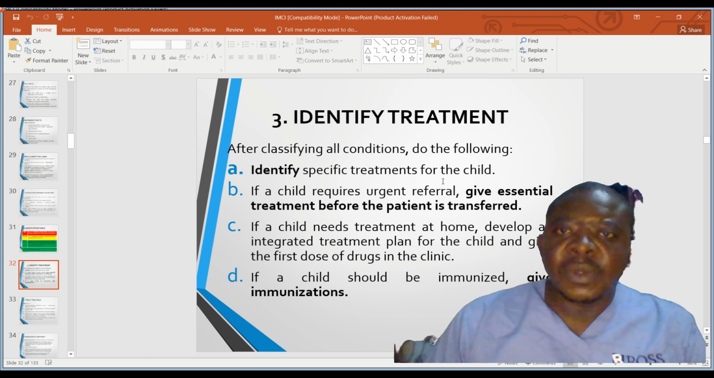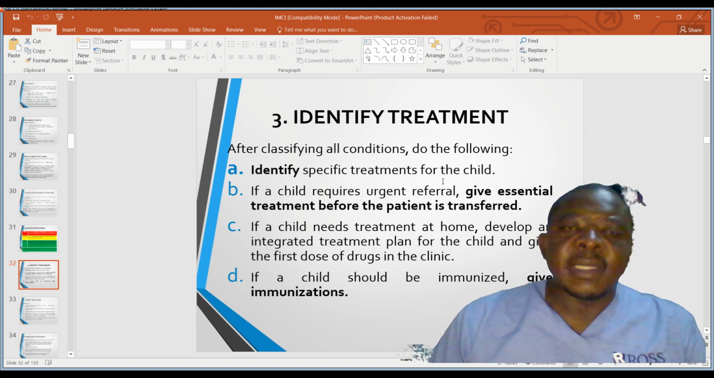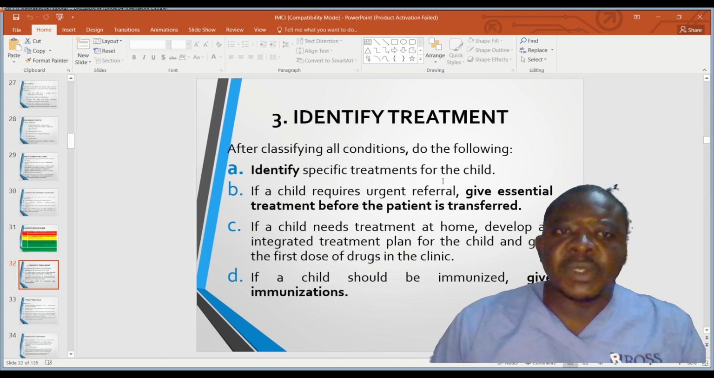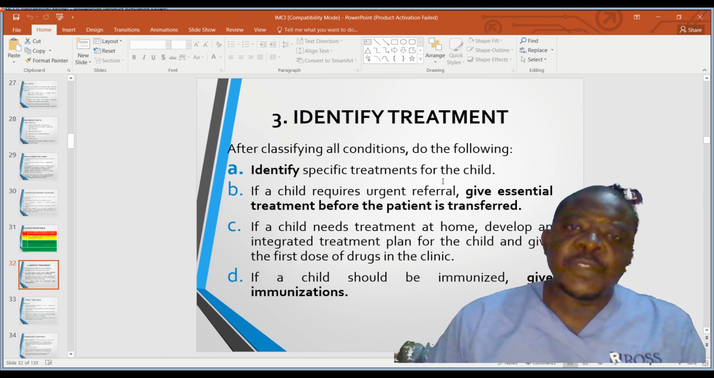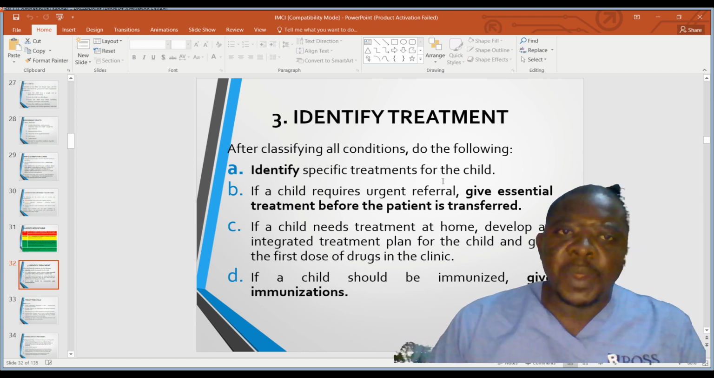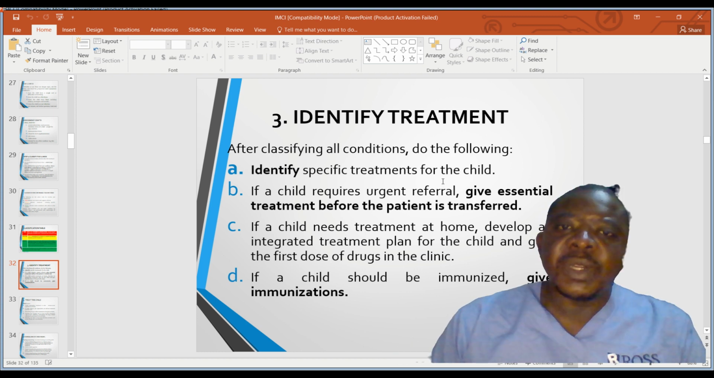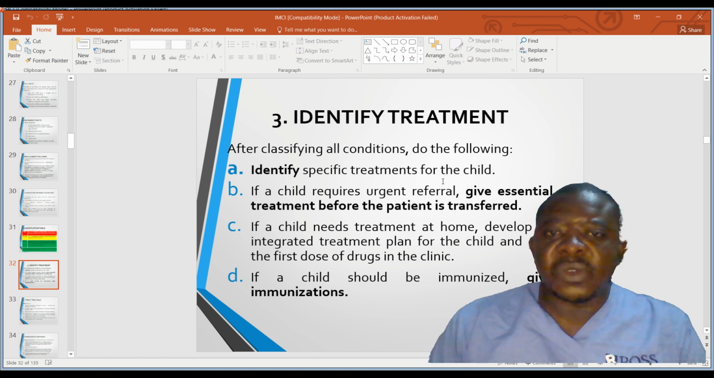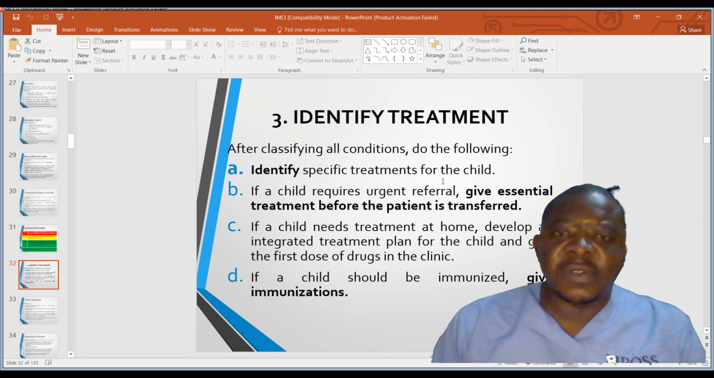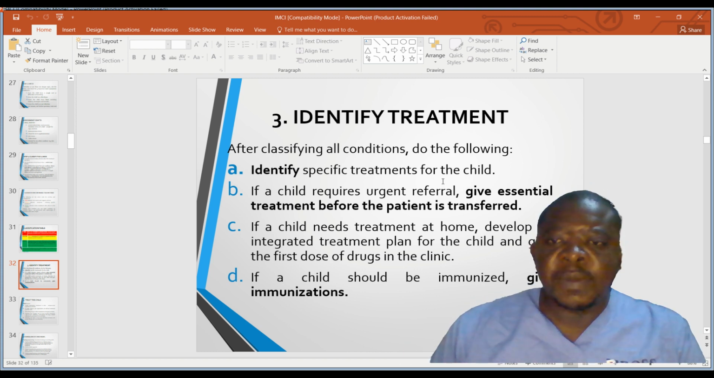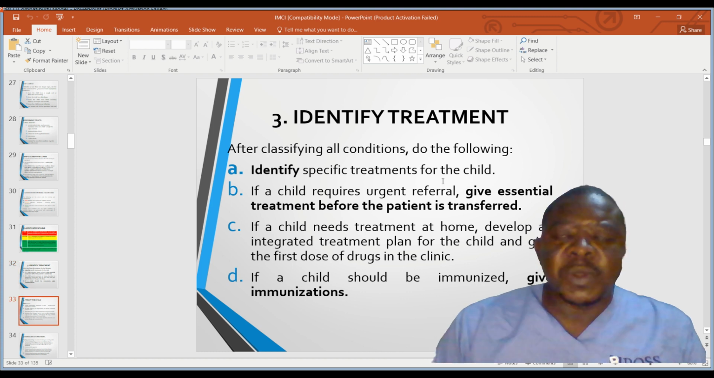So you can identify treatment as step 3 of the IMCI process. After classifying all conditions, do the following. Identify specific treatment for the child. If a child requires urgent referral, give essential treatment before the patient is transferred. If a child needs treatment at home, you can develop an integrated treatment plan for the child and give the first dose of drugs in the clinic. If the child should be immunized, you can give the appropriate immunization.